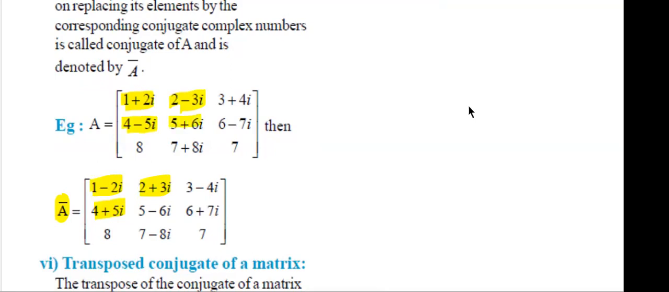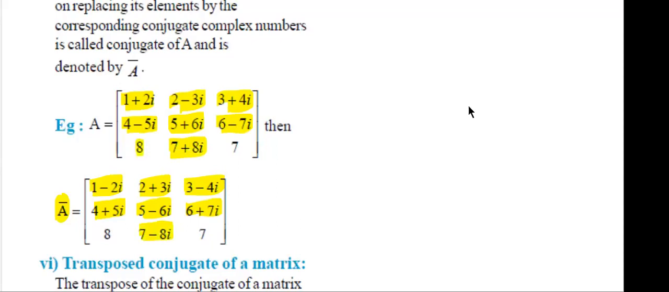See, 5 plus 6i. What is the conjugate of 5 plus 6i? 5 minus 6i. Conjugate of 6 minus 7i is 6 plus 7i. 3 plus 4i, 3 minus 4i. 7 plus 8i, 7 minus 8i.